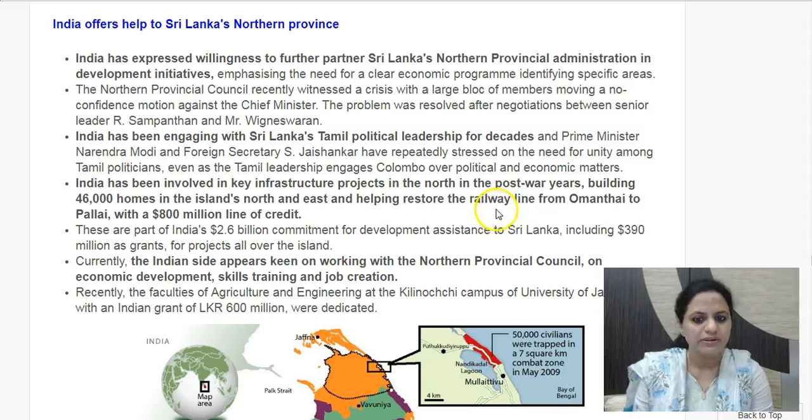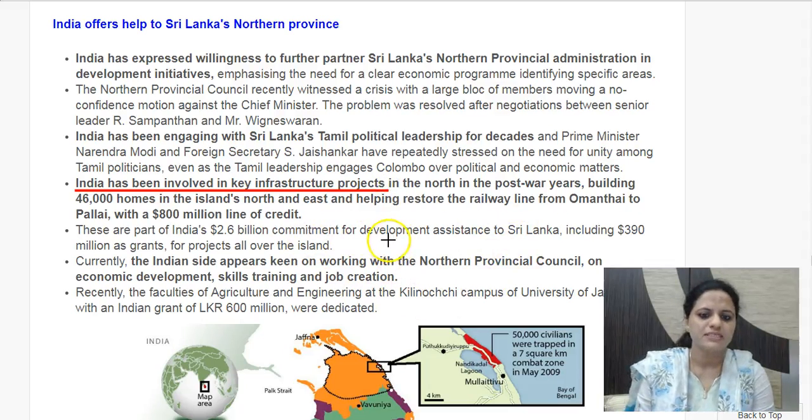So also there was a railway line which has been restored as such in this region. There have been homes which have been constructed. So India has been involved in key infrastructure projects in this region already, and now further projects, further development assistance is also what India is looking for, further partnering with the northern province. So this is a willingness shown here.